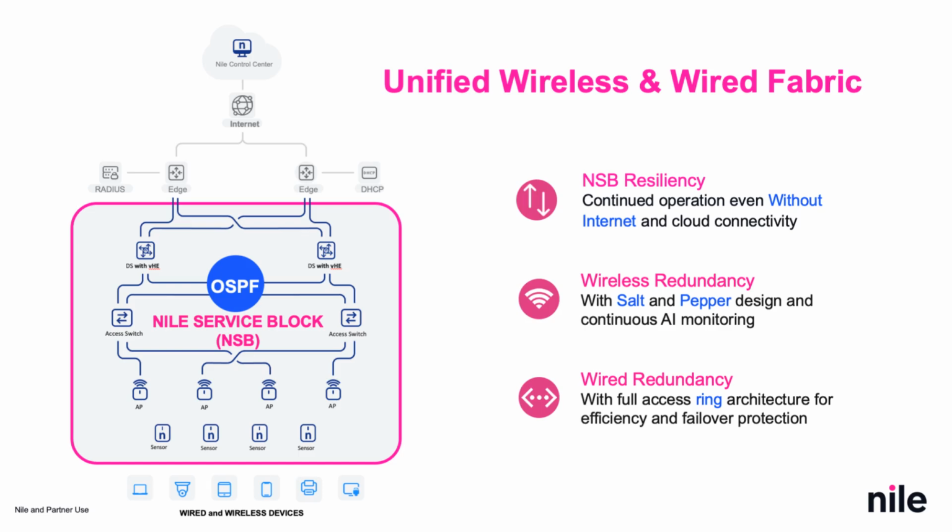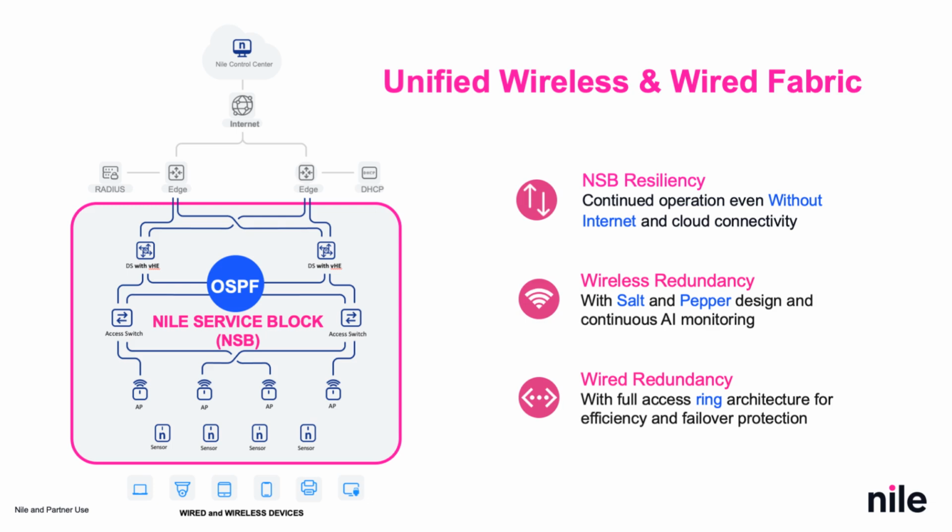Moving down to the access layer, redundancy is a core design principle. Nile switches are connected in a ring topology using high-throughput direct attached copper, DAC, cables. Each switch is also connected to both distribution switches, ensuring complete redundancy. If any single link or switch fails, traffic is automatically rerouted, maintaining seamless connectivity.